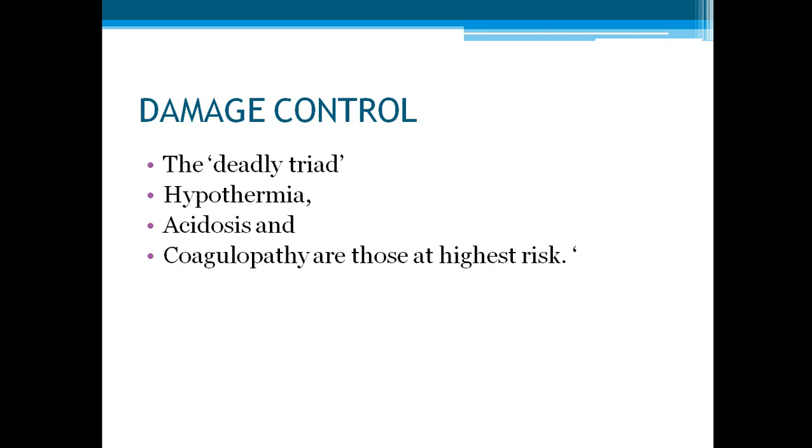Coming to the concept of damage control, any patient sustaining a trauma can land up in the deadly triad if things go awry: hypothermia, acidosis, and coagulopathies. These are the patients that can slip into a high risk category, because this forms a vicious cycle: hypothermia, acidosis, and coagulopathy.